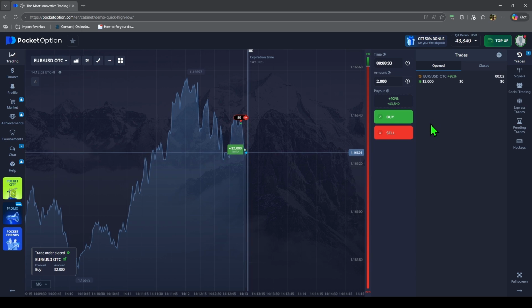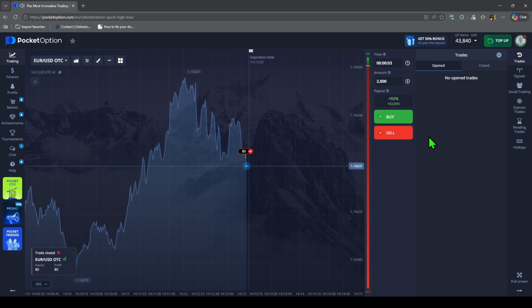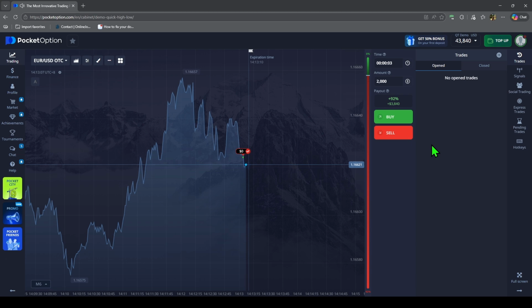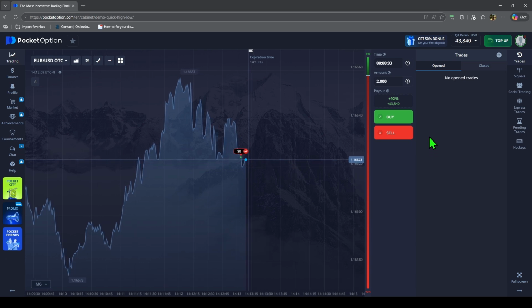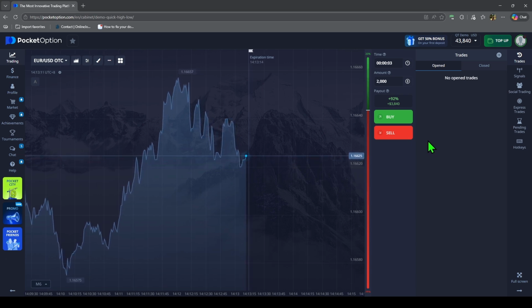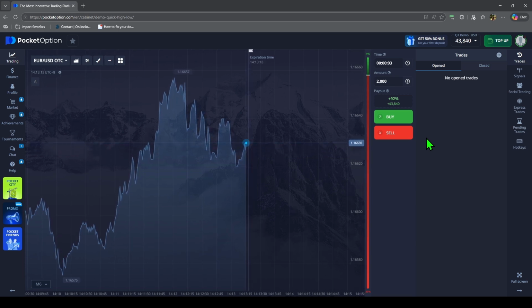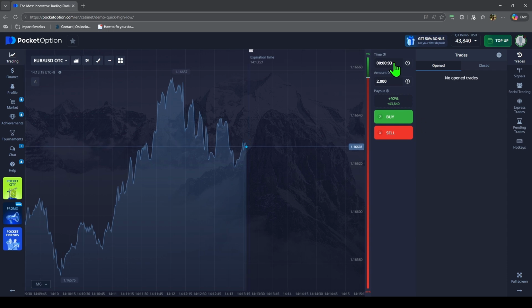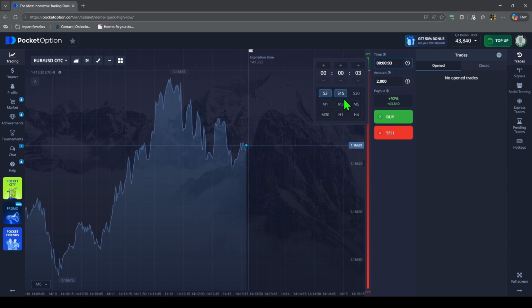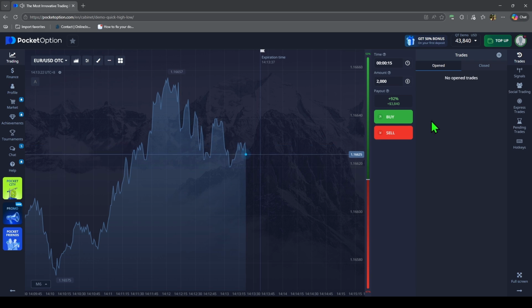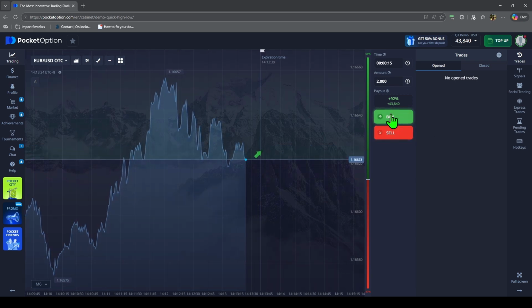Also, manage your trade amount carefully. A common rule is to risk only a small percentage of your balance on each trade. This helps protect your account if you lose several trades in a row. Set a daily limit for both profit and loss. Once you reach that limit, stop trading for the day. This helps you avoid emotional decisions and revenge trading.